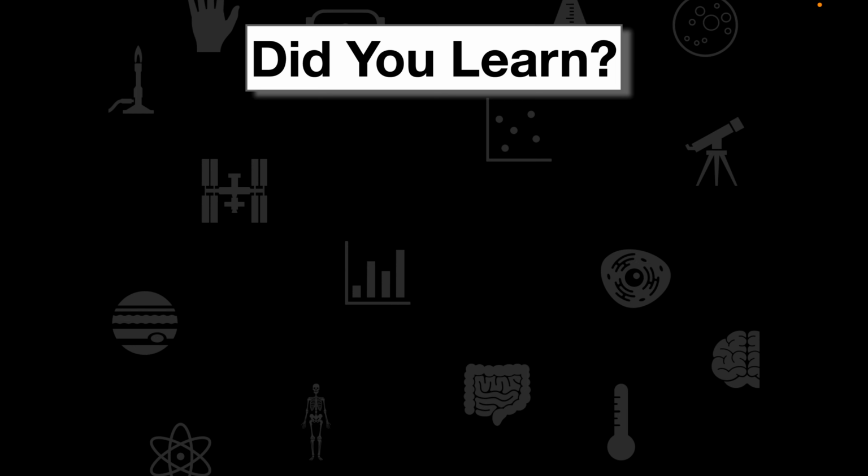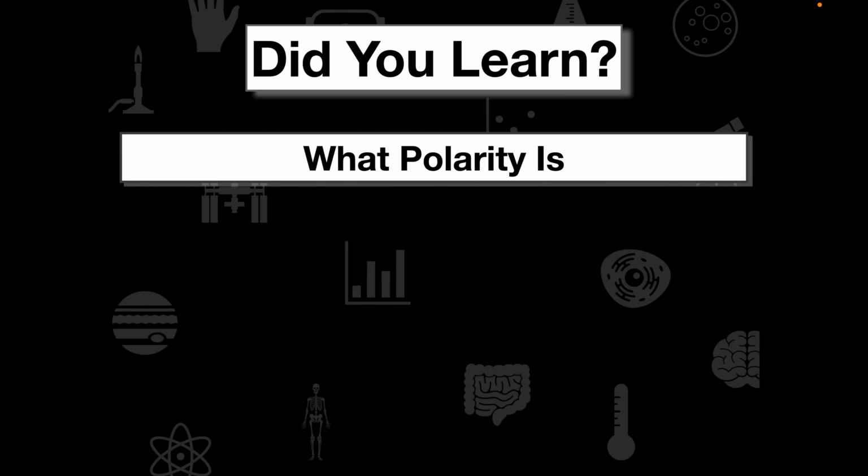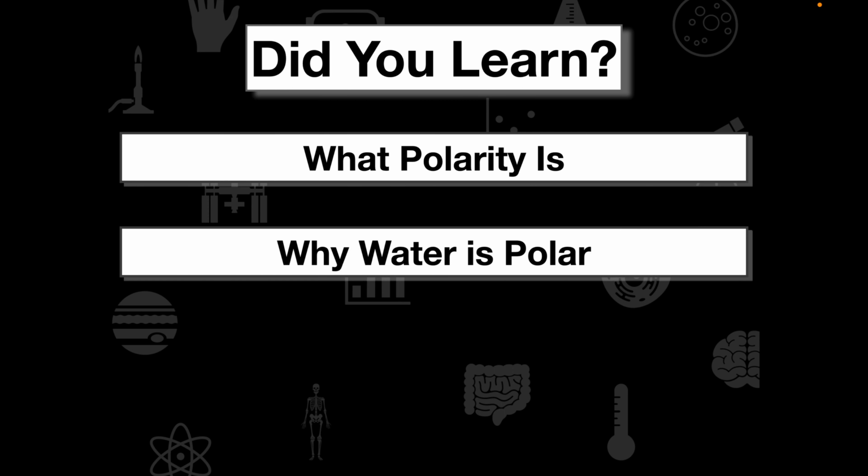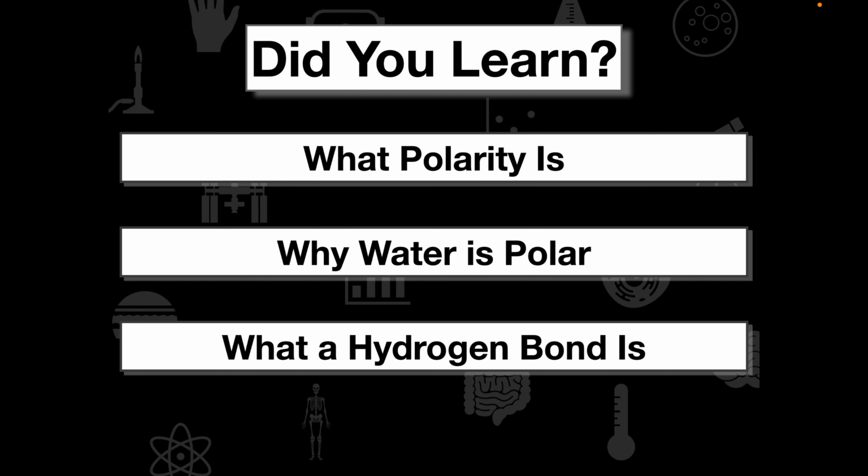All right, so did you learn a couple of things here? Did you learn what polarity is? Did you learn why water is polar and its relationship with these negatively charged electrons? And did you learn what a hydrogen bond is? All three of these things are important in order to understand the rest of the unit.